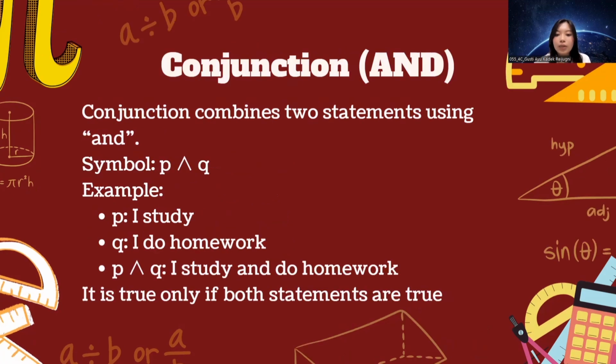Now, let's continue with conjunction. Conjunction combines two statements using the word and. The symbol is read as P and K. For example, P is I study, K is I do homework. So, I study and do homework. This statement is true only if both statements are true. If one of them is false, the result becomes false.